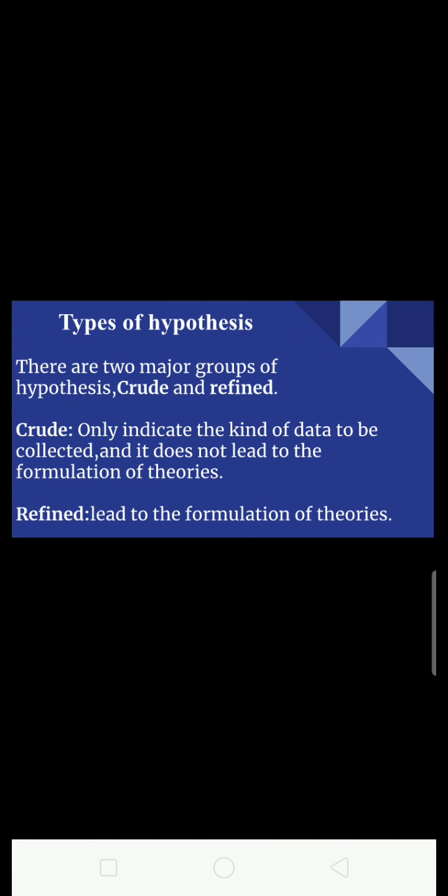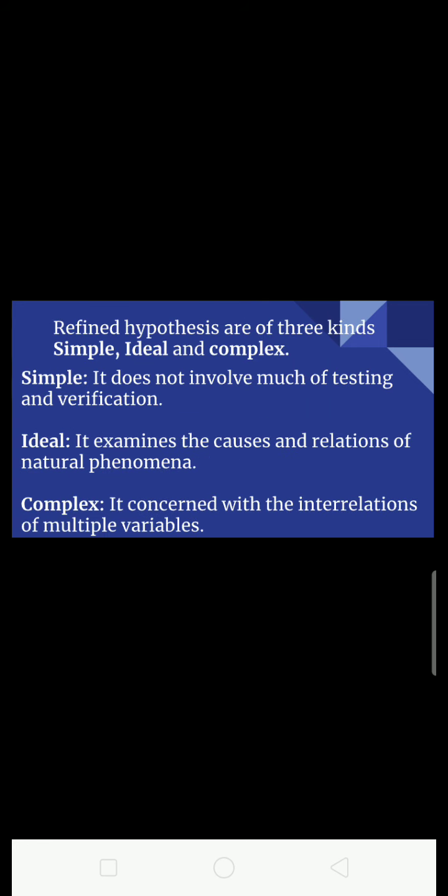Next, types of hypothesis. There are two major groups of hypothesis, crude and refined. Crude hypotheses only indicate the kind of data to be collected and do not lead to the formulation of theories. Refined hypotheses lead to the formulation of theories. And refined hypotheses are of three kinds: simple, ideal and complex.